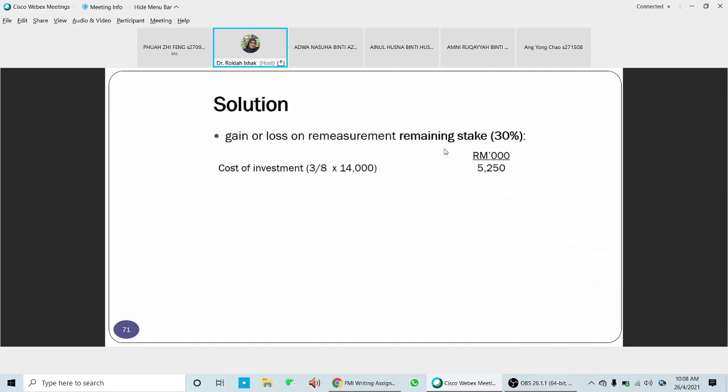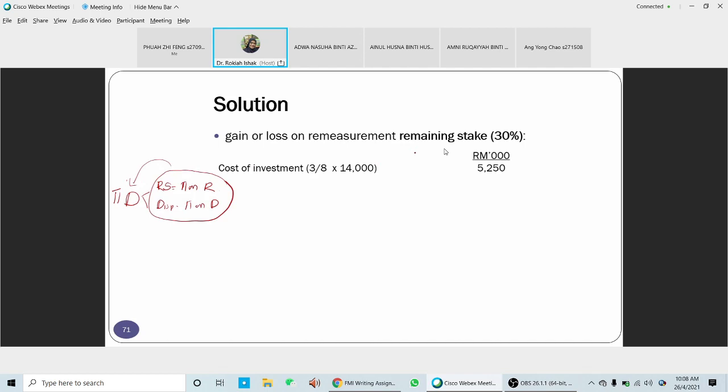When you dispose here, you need to calculate two things. For the disposal, you're going to have two types of gain on disposal. The first one is the gain on the remaining stake, the one that you still retain. This one is gain on remeasurement. The second one relates to the part that you dispose, so you're going to have gain on disposal. But both of these gains are considered disposal gains.